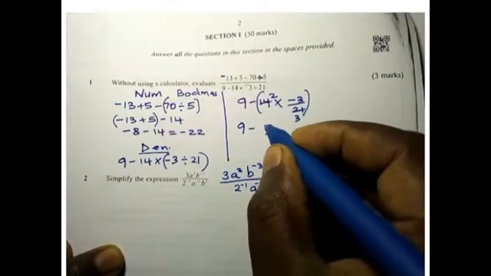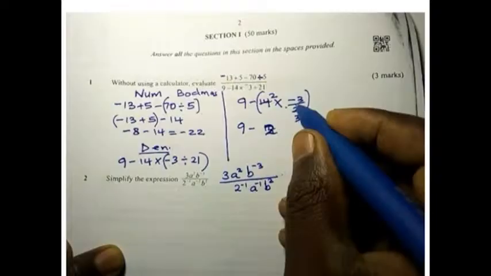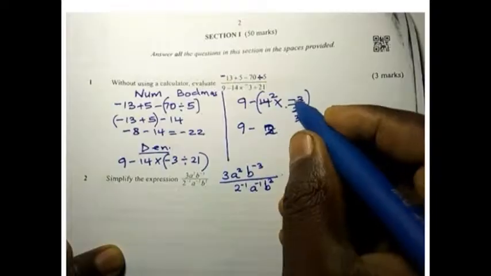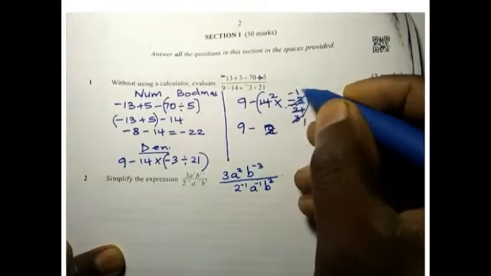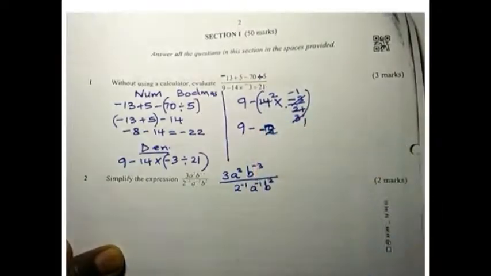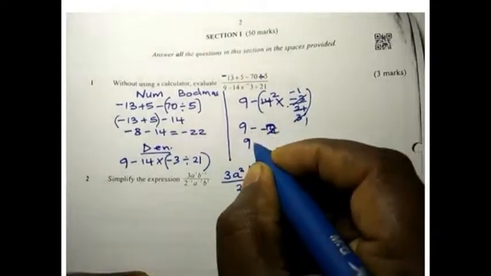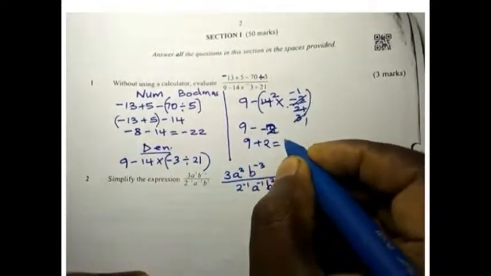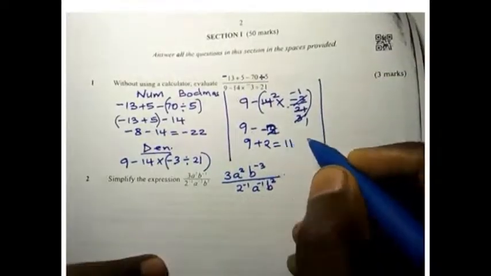Now we will have 2 times negative 6 times negative 3, that's negative 6 divided. So this one actually will go with this one. So we will have negative 1. Negative times a negative is positive, so it is going to be 9 plus 2, and the answer is 11. So our answer from the denominator is 11.